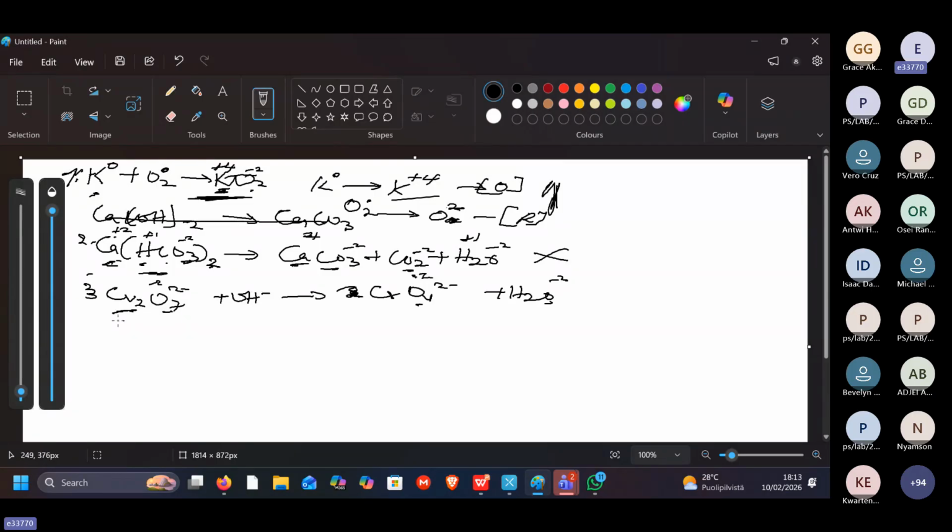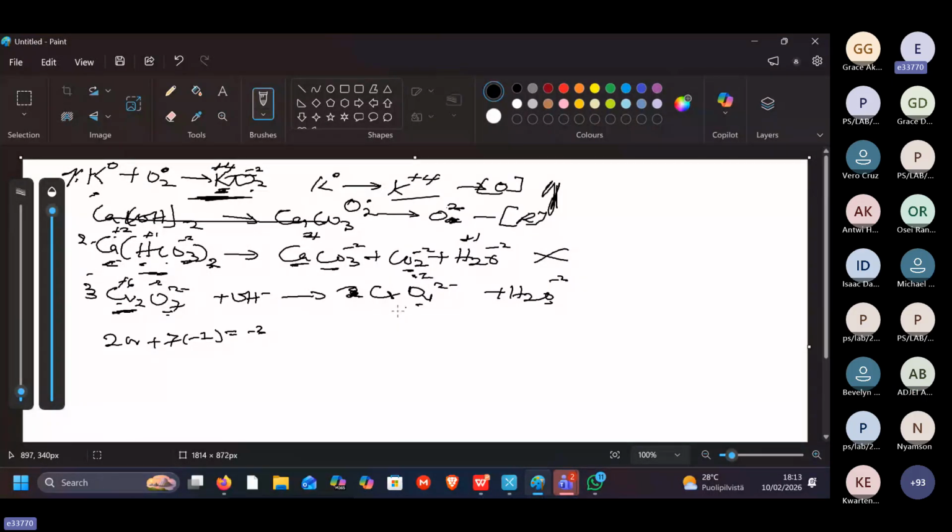Now the chromium here, if you calculate the oxidation state, what will it be? 2 chromium plus 7 times -2 equals -2. So what's the oxidation state of the chromium? 14 crossing over to 12, so that's +6.